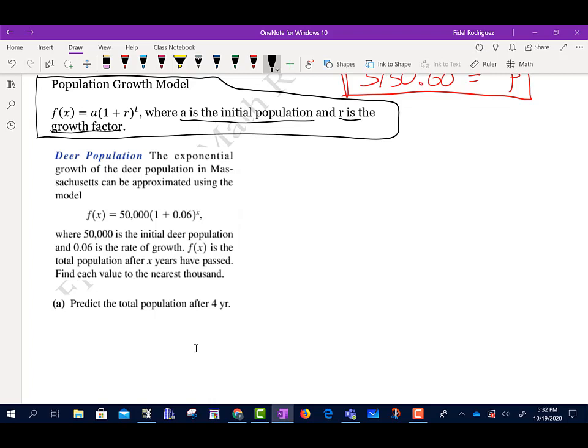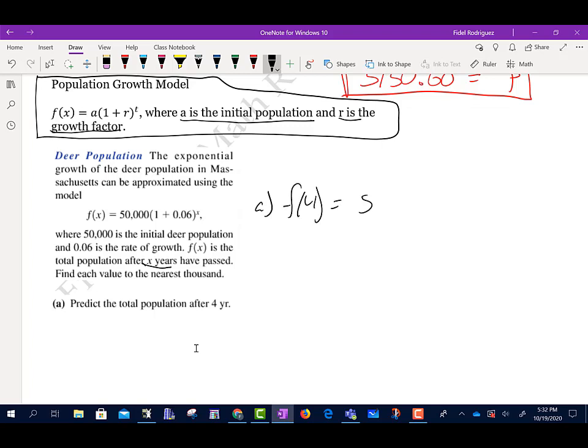So the first problem here says deer population. The exponential growth of a deer population in Massachusetts can be approximated using this formula, where 50,000 is the initial deer population, 0.06 is the rate of growth. F of x is the total population after x years have passed. So x is the number of years. Find each value to the nearest 1,000. So it says predict the population after 4 years. Okay, so for part A, we're just looking for f of 4.